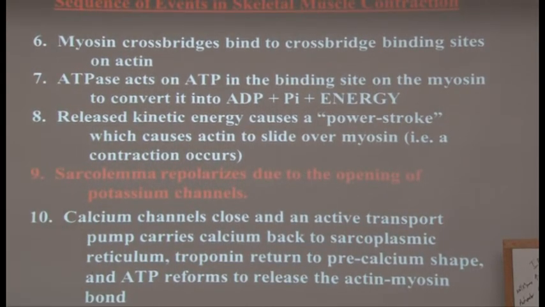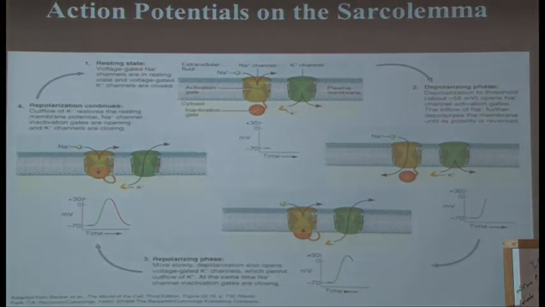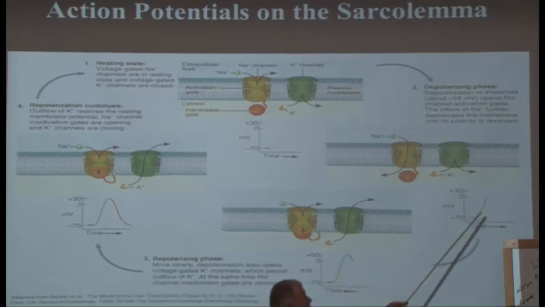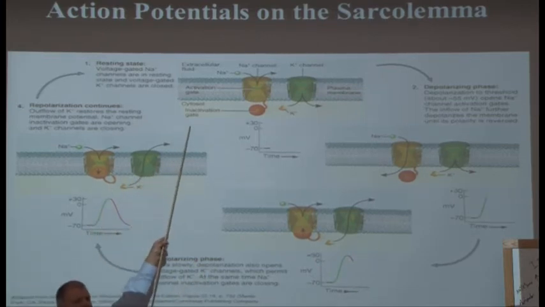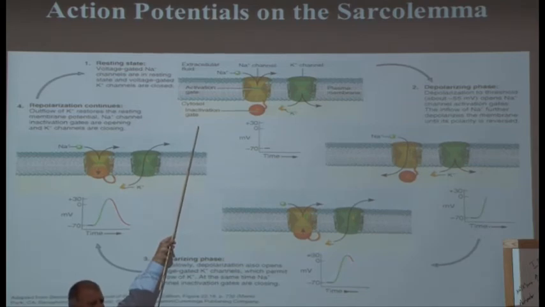So all we have to do is repolarize our membrane. As we indicated, as soon as the membrane hits plus 30, we close our sodium channels, open our potassium channels, and the membrane enters a repolarizing phase, which quickly takes the membrane back down, closes all channels, and the membrane goes back to rest.